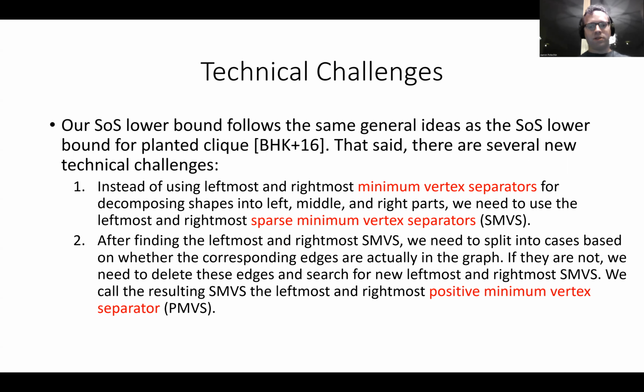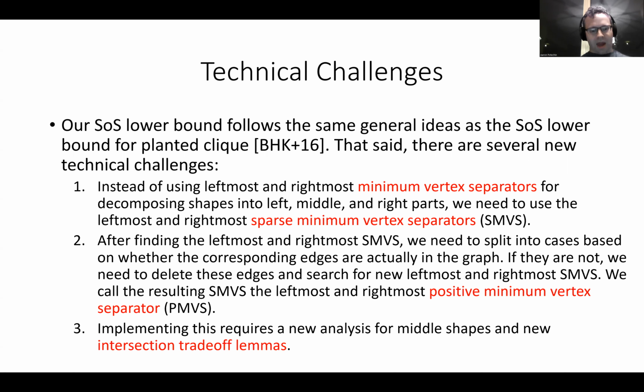Second, after finding the leftmost and rightmost SMVS, we need to split into cases based on whether the corresponding edges are actually in the graph. If they are not, we need to delete these edges and search for new leftmost and rightmost SMVS. We call the resulting SMVS the leftmost and rightmost positive minimum vertex separator. And implementing all this requires a new analysis for middle shapes and new intersection trade-off values.